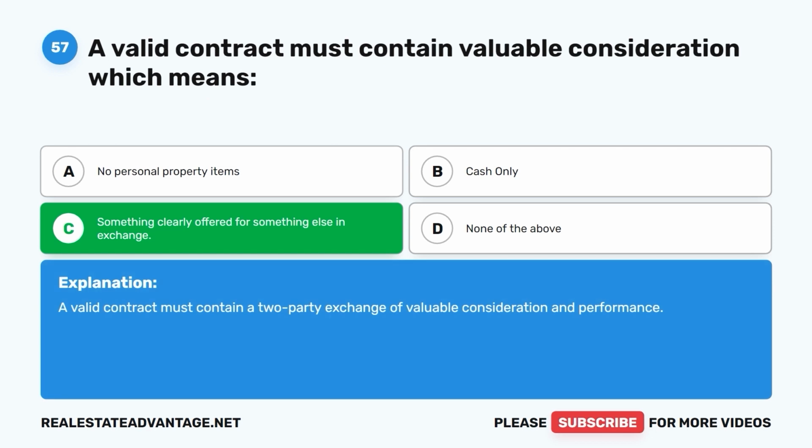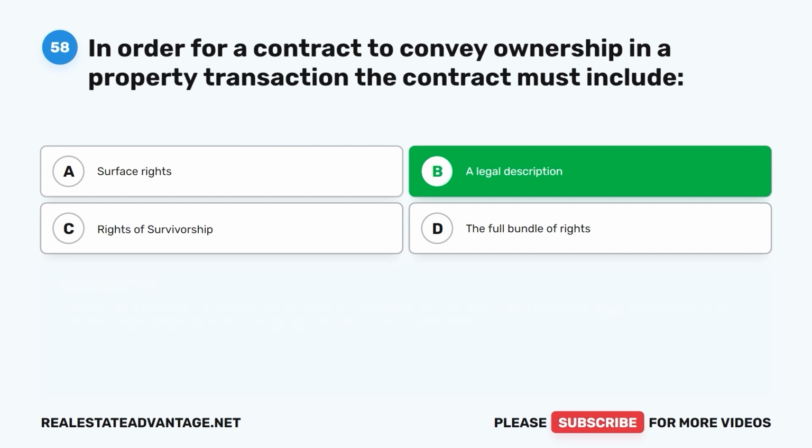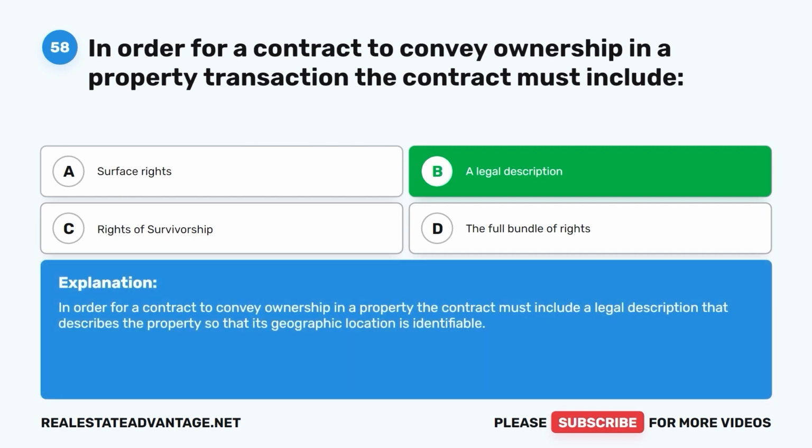A valid contract must contain a two-party exchange of valuable consideration and performance. Question 58. In order for a contract to convey ownership in a property transaction, the contract must include A. Surface rights, B. A legal description, C. Rights of survivorship, D. The full bundle of rights. The correct answer is B. A legal description. In order for a contract to convey ownership in a property, the contract must include a legal description that describes the property so that its geographic location is identifiable.